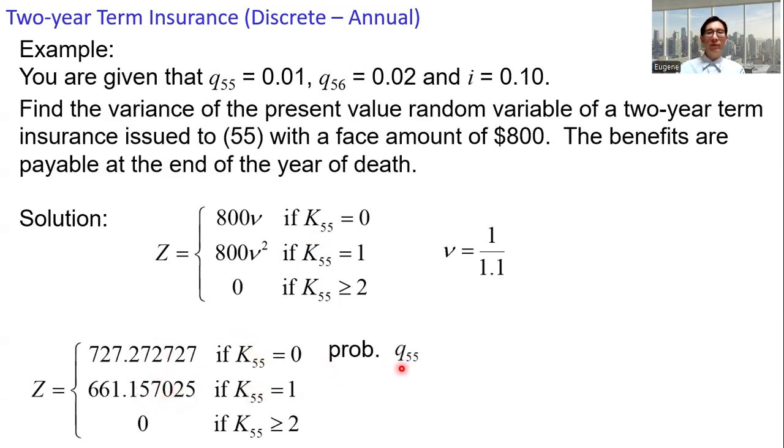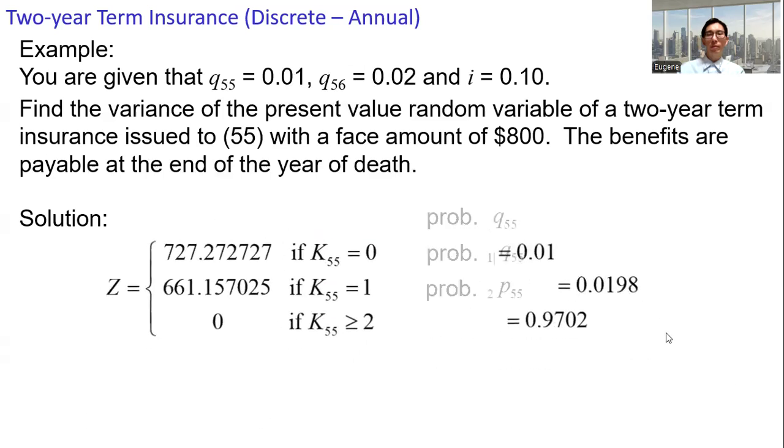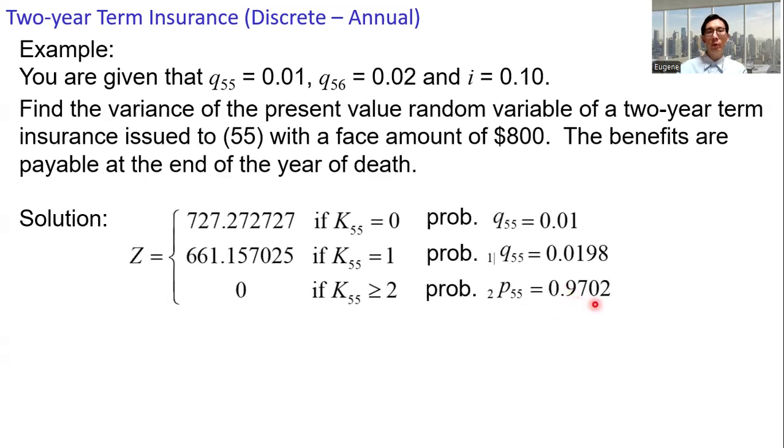The probability q55 is 0.01. The second case, the probability that K55 equals 1, that is 1 bar q55. This is p55 times q56. The probability is 0.0198. And Z is 0 if K55 is greater than or equal to 2, with probability 2p55, which is 0.9702. With this PMF, we can get the expected value of Z and the variance of Z accordingly.